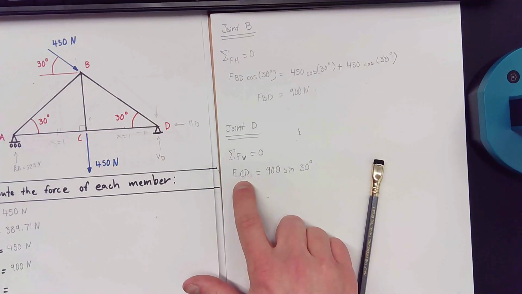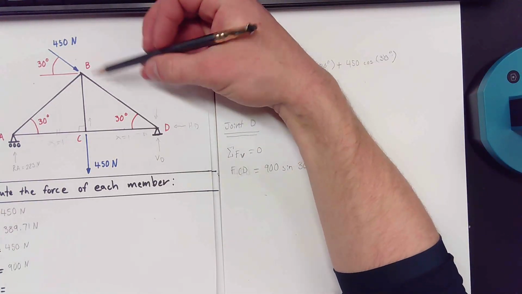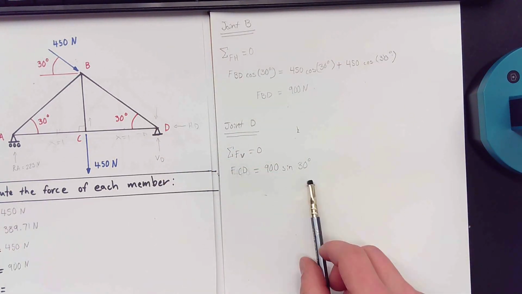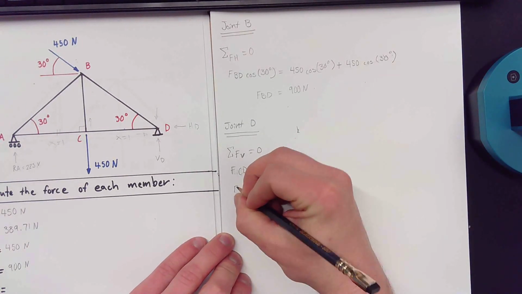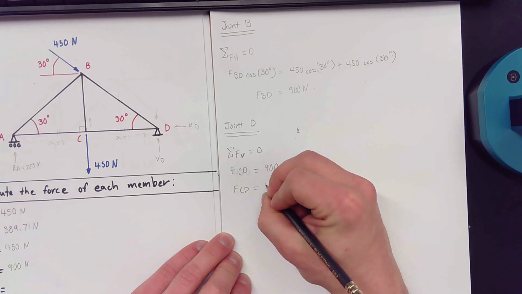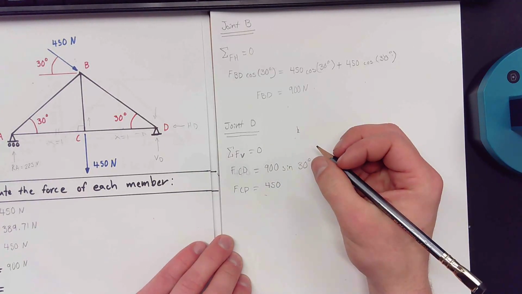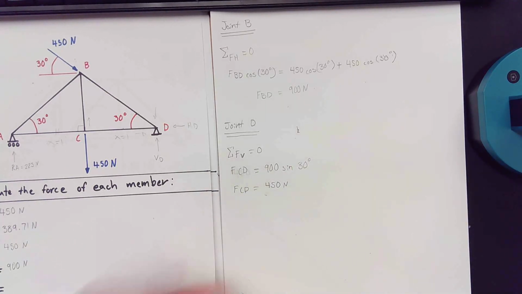Okay, the force acting on the member CD is going to equal 900, because that's the force acting on BD, around point D, times sine 30 degrees. So we're going to do 900 sine 30 degrees. And we go on our calculator, which means that F of CD is going to be equal to 450. Put our units in there. We have some newtons.